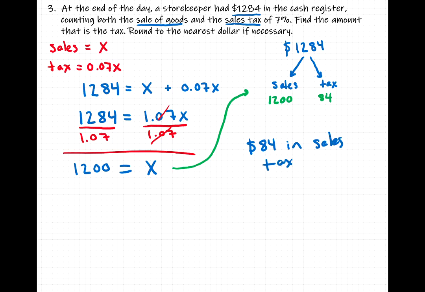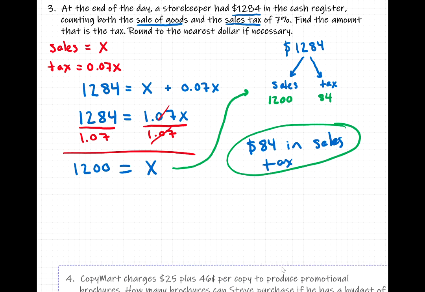Remember, the last piece of information we're given is find the amount of the tax, and so we're given the percentage of the tax, but we've now found the dollar amount of the tax.